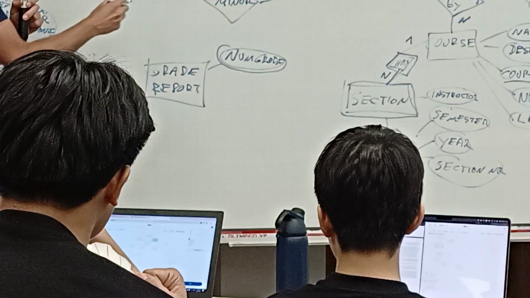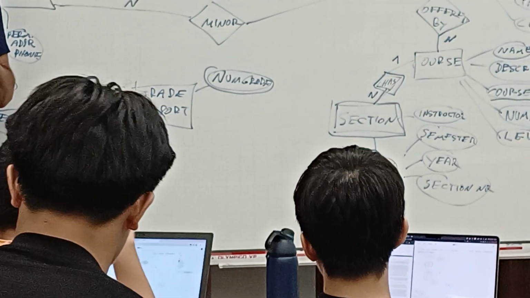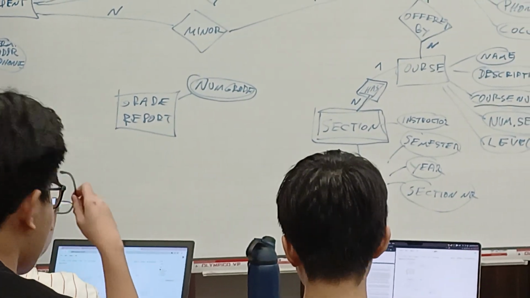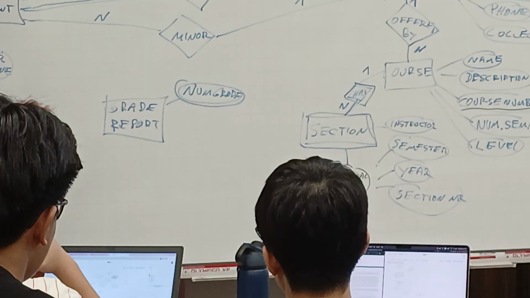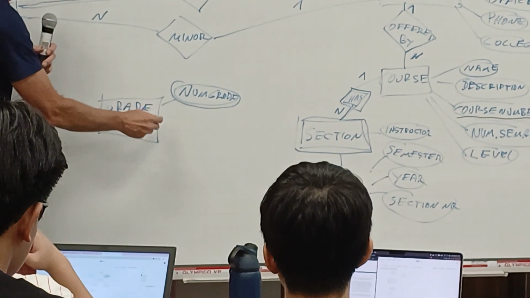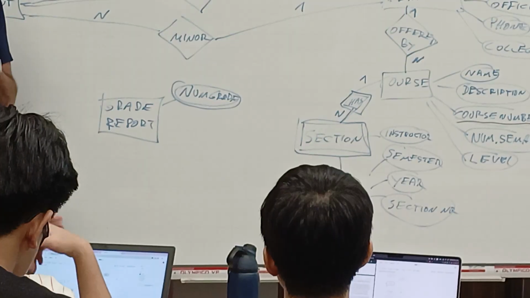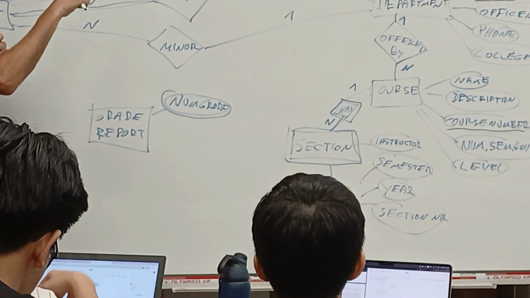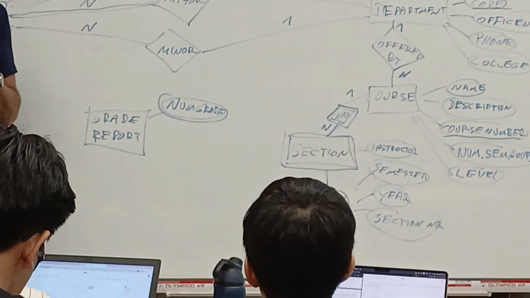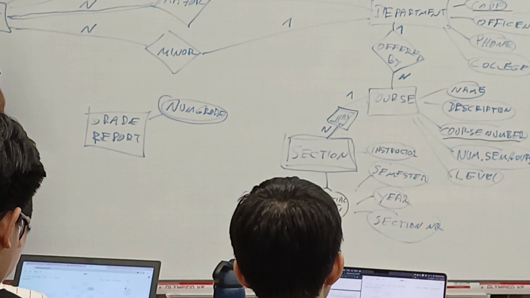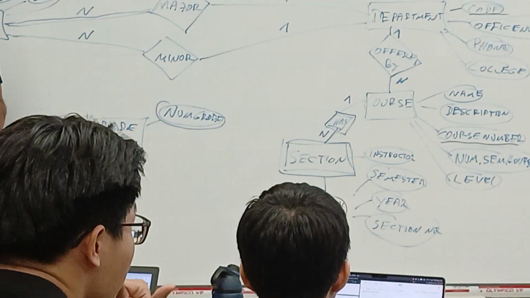How you want it to be a multivalued attribute. But now it gets difficult. I see a grade report is having a number grade, and I could do the same for the numeric grade. Then I would know there's like an A and a 1, but I don't know which course it belongs to.